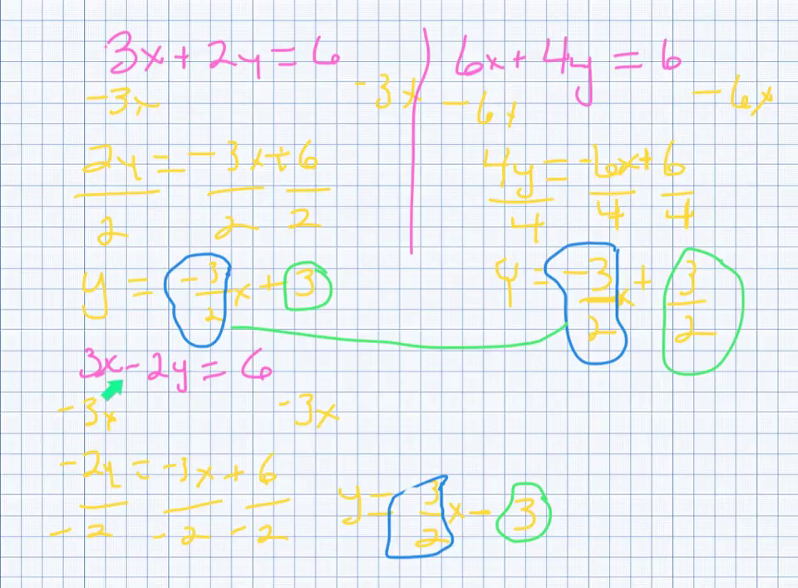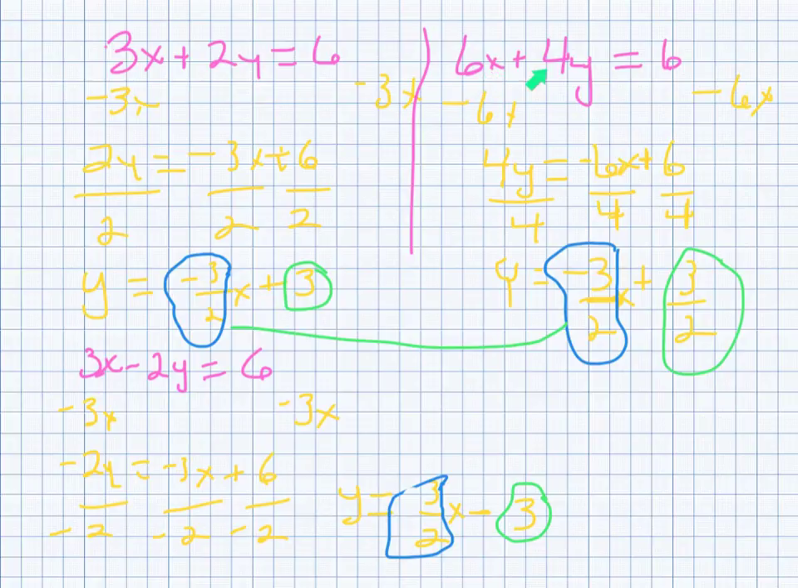Down here I have 3x minus 2y equals 6. I subtract 3x, negative 3x from both sides. I divide everything by negative 2 to get rid of that negative sign. And I get left with, when I work it out, y equals 3 over 2 x minus 3. And my y-intercept here, my slope is 3 over 2.